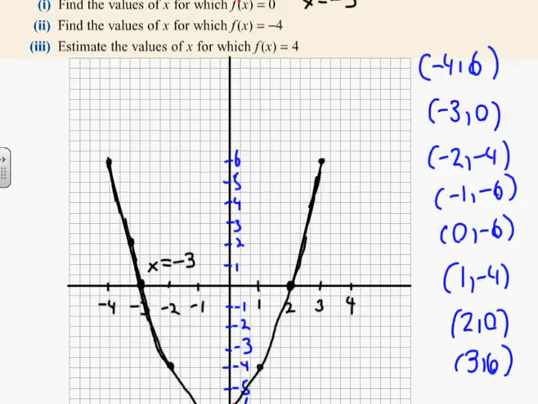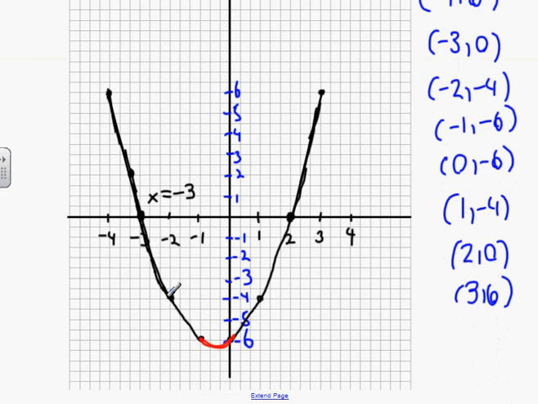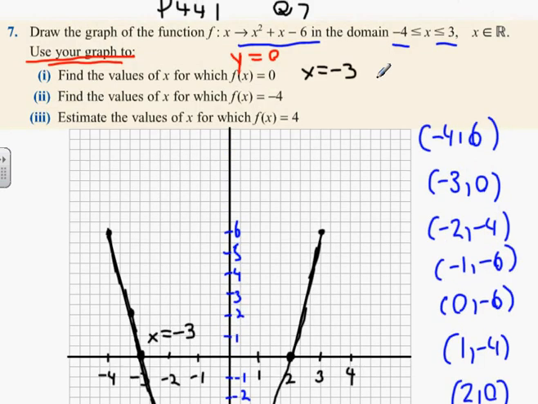And then what happens when we go around again? The y value here is minus 4. It's minus 6. It's minus 4. And now it's 0 again. So x equals 2.